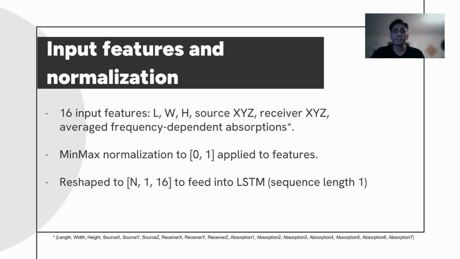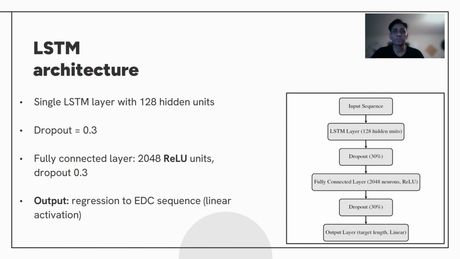The model receives 16 input features including room dimensions, source and receiver coordinates, and frequency averaged absorption coefficients. We apply min-max normalization to map each feature into the range from 0 to 1. Finally, we prepare the inputs in the shape required by LSTM model, which expects a sequence. Even in our case, the sequence length is only one-time step.